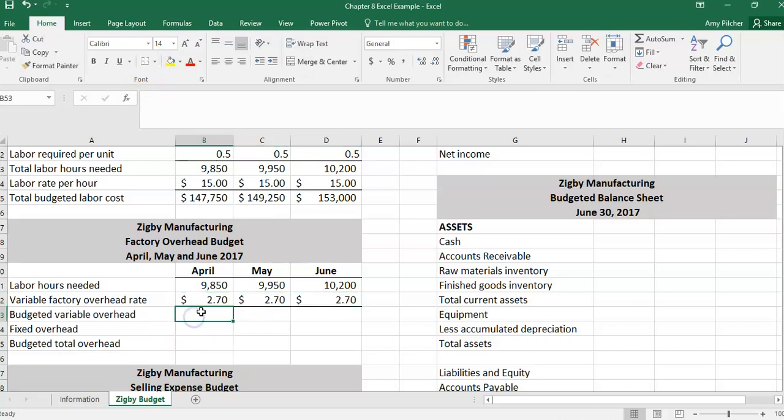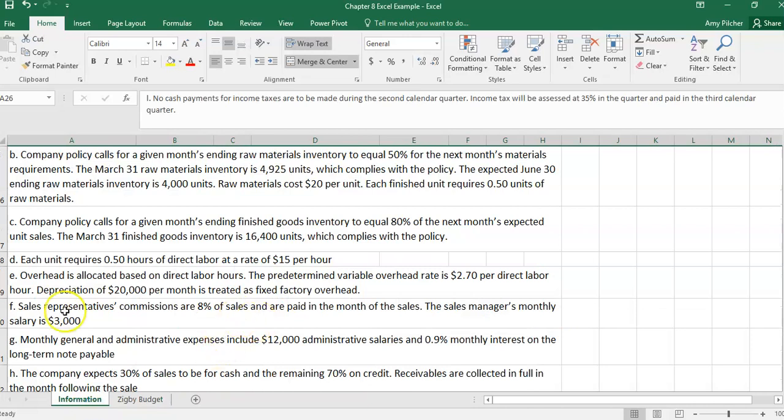So our budgeted variable overhead is total labor hours times our rate of $2.70 per labor hour. Our fixed overhead is $20,000 a month. And the other important thing to note is that this $20,000 a month is for depreciation.